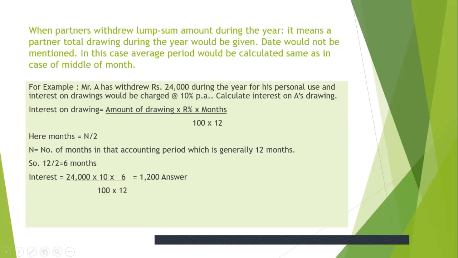So here interest on drawing is equal to amount of drawing into rate of interest upon 100 into month by 12. Already you are knowing, I have taught you all people, just it is for revision. Here months is equal to n by 2 because the date is not given. N is equal to number of months in that accounting period which is generally 12 months. So formula would be n by 2 is equal to 6 months. So we are calculating here interest: 24,000 is the amount of drawing into r by 100, 10% is given, into n by 2 means 6 by 12. The answer is coming 1200.